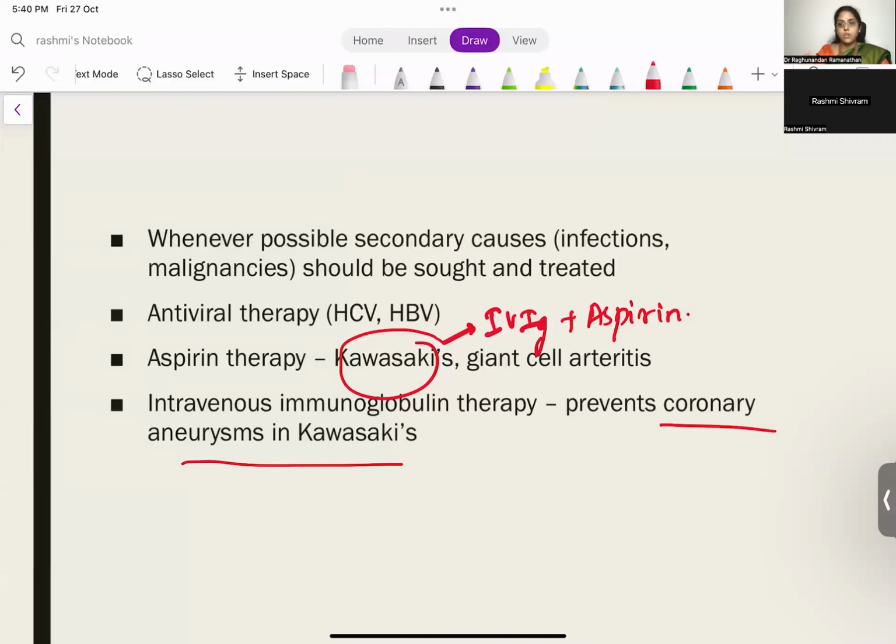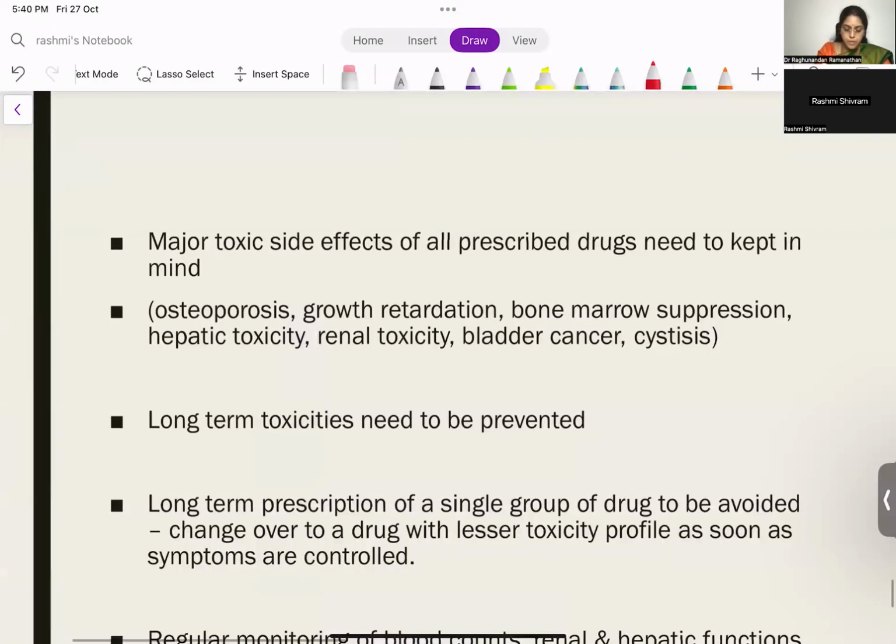So when you keep giving more steroids for the patient, you need to monitor the steroid side effects of the patient, right? So what are the steroid side effects of the patient? The patient can have osteoporosis. The patient can have growth retardation. The patient can have bone marrow suppression, right? Cyclophosphamide, when you give, the patient can have cystitis, right? When you give methotrexate, the patient can have hepatic toxicity. They can have renal toxicity also.